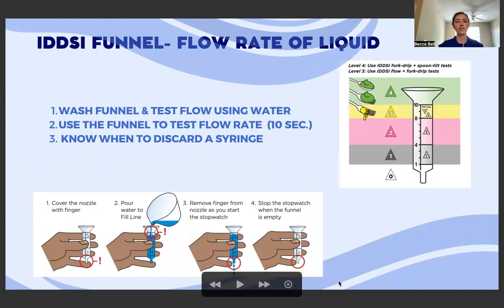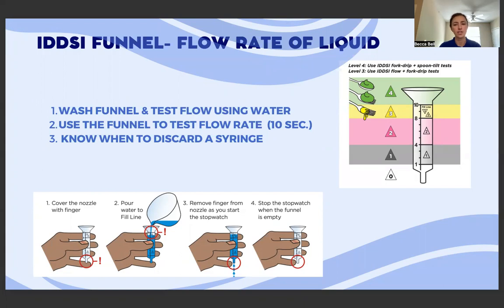So for the IDDSI funnel flow rate of liquid, first step is to make sure the funnel is clean. So even if it was already clean, you're going to wash the funnel again and use it to test the flow of water first before you put any of the other liquids that the patient would be served in there. And since water is a thin liquid, you want all 10 milliliters of it to flow through within 10 seconds. And then once it does that within 10 seconds, you can use the liquid that you planned on testing.